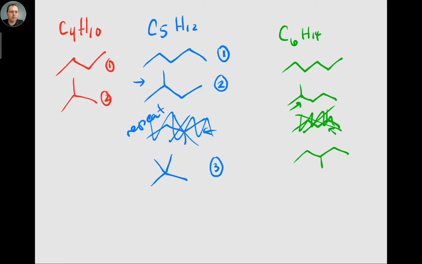We can go down to 4. If we have 4 in the parent, we need 2 more to make our total of 6, so we can do 1 on each, but we can also do 2 on 1. 2 on 1 here would be the same as 2 on 1 there, so we don't want to repeat that one. So it turns out here, there's 1, 2, 3, 4, 5 isomers. Some students might say, how do you know when to stop? Well, if you go down to 3, you still need 3 more carbons.